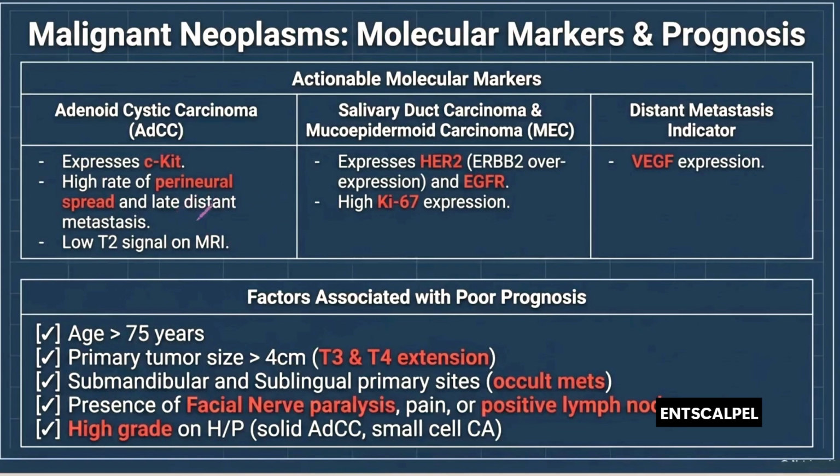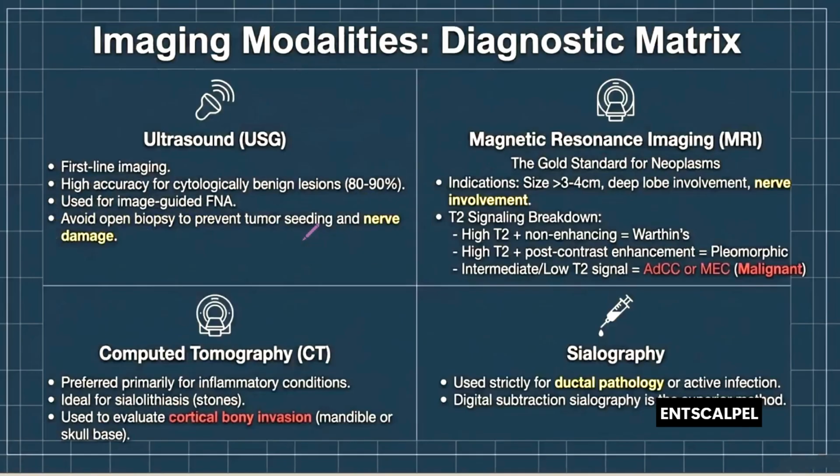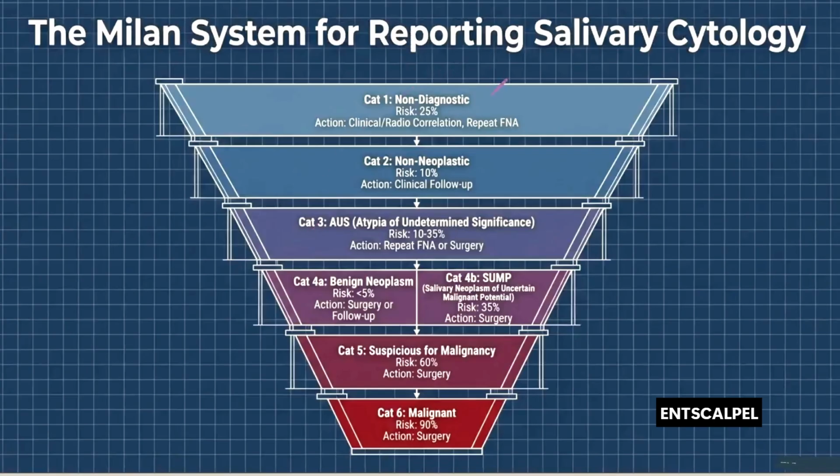But to confirm exactly what kind of cells they are dealing with, the notes detail a diagnostic tool called FNAC, fine needle aspiration cytology. A very common biopsy technique. And they grade the results using the Milan system. The statistics here are incredibly tense, like non-diagnostic still carries a 25% risk of malignancy. Even when they can't get a clear read, the risk is high. Yeah. Atypia of undetermined significance, or AUS, carries a 10 to 35% risk. Suspicious jumps to 60%, and malignant is 90%. Those are daunting numbers for a patient to hear.